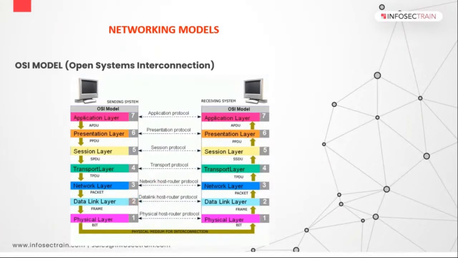Now, what does the data link layer do? In the data link layer, what happens? The data link layer works with MAC addresses. So what are MAC addresses? Media access control address. That is your physical address. Right? So after adding the MAC addresses, your data link layer will send the data towards the physical layer.